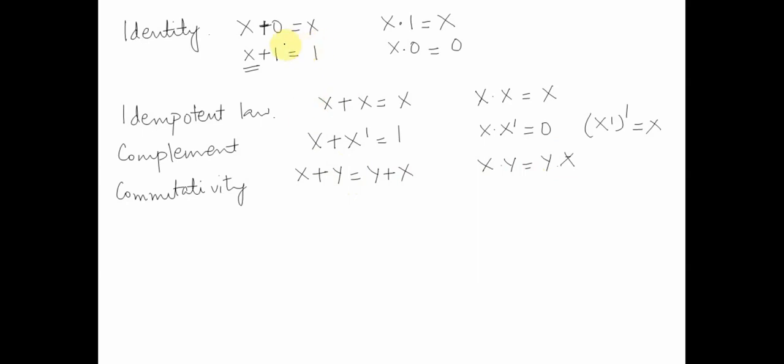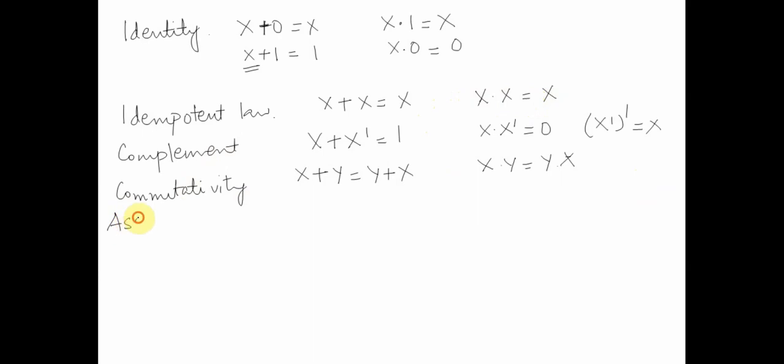Identity is basically ORing and ANDing with 1 or ORing and ANDing with 0. Idempotent law is a number with itself. If you OR it, it's the number itself. If you AND it, it's again the number itself. Complement is simply a number OR with its complement is always 1, and AND with its complement is 0, and the complement of a complement is the original number itself. Commutativity says that the order of addition does not matter, and the order of multiplication does not matter as well.